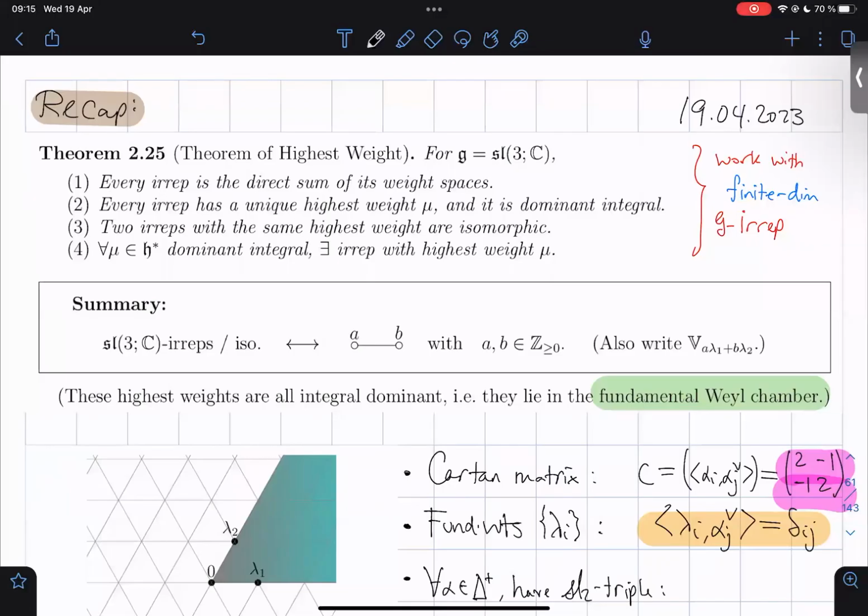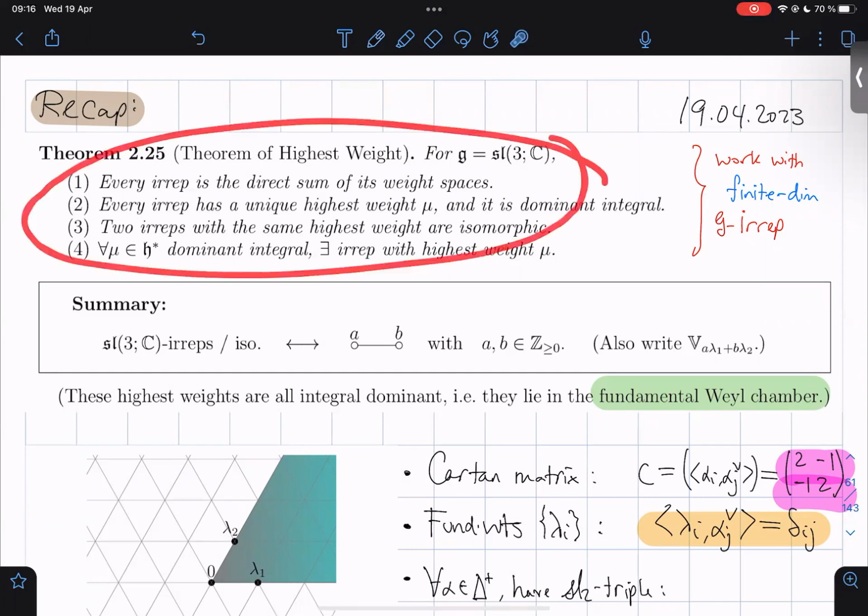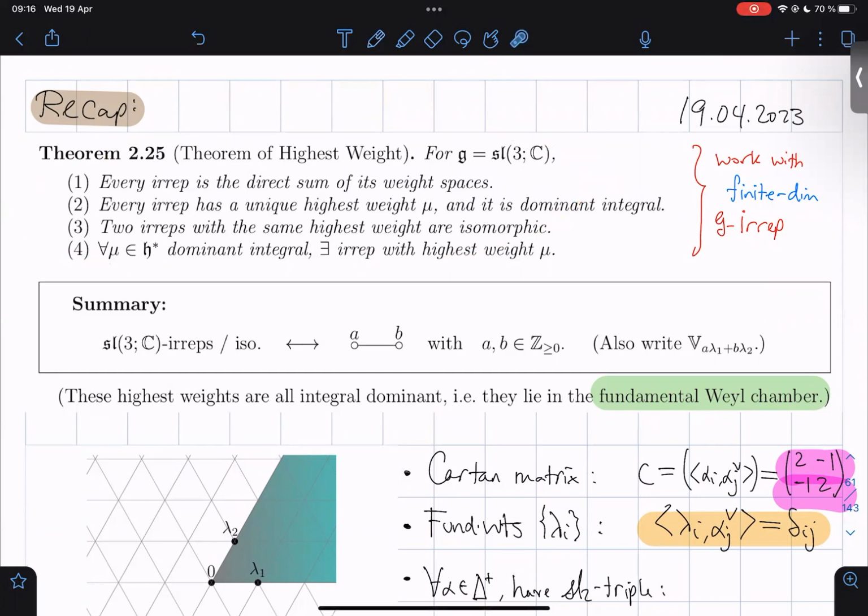Okay, so let's start with a quick recap of where we were at after last class. Everything yesterday was about SL3, but basically building up this structure theory associated with SL3, heading towards this fundamental theorem called the theorem of highest weight. So we talked about the root diagram of SL3. I haven't put it right here, but I'll draw it shortly, as well as the fundamental weights.